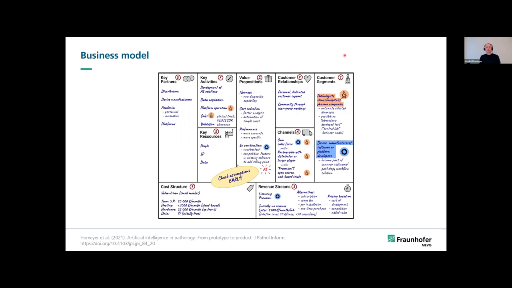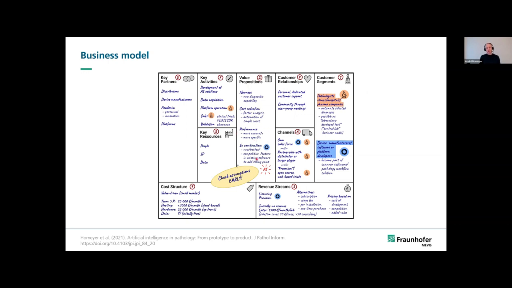Successful commercialization of AI solutions for pathology requires a sustainable business model. A popular approach to developing business models are so-called business model canvases, which you can see here on the slide. This is an exemplary business model canvas for AI solutions in pathology. At the heart of every business model canvas is the value proposition for customers.